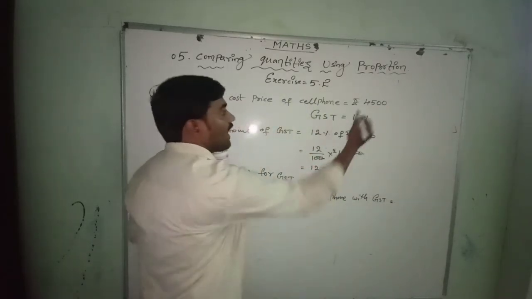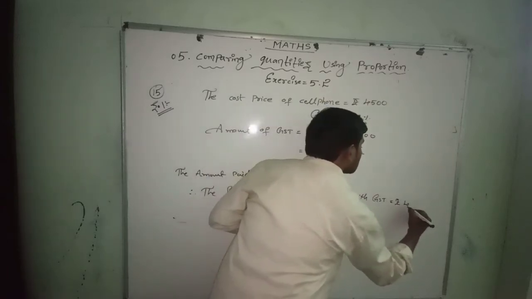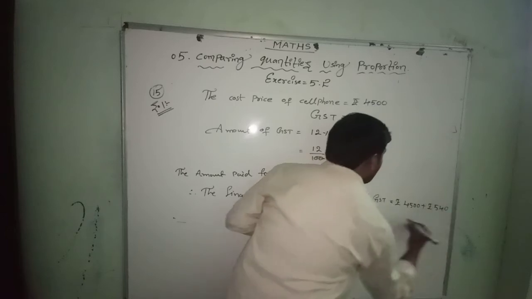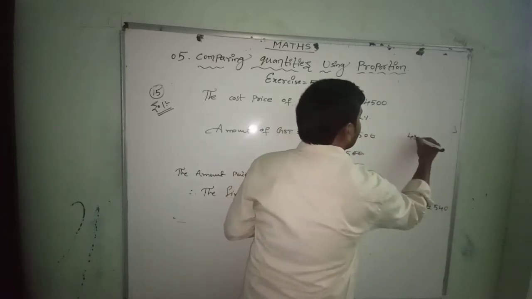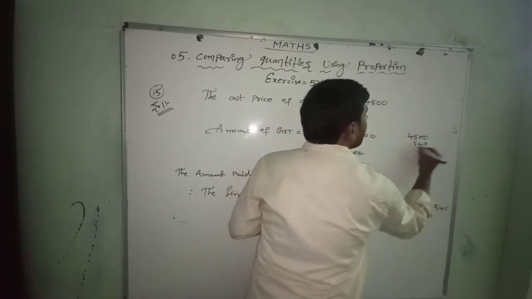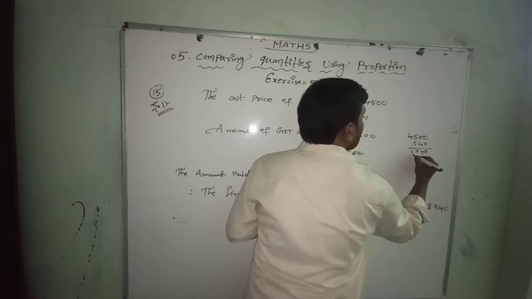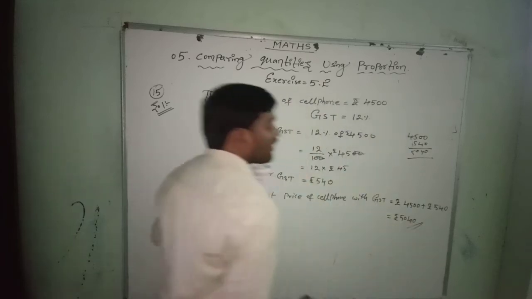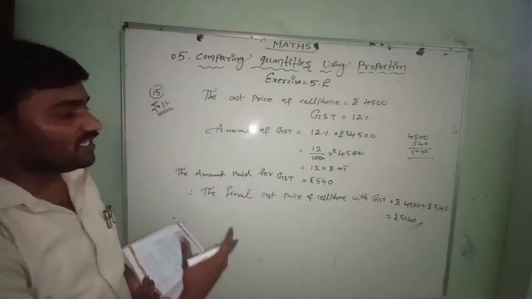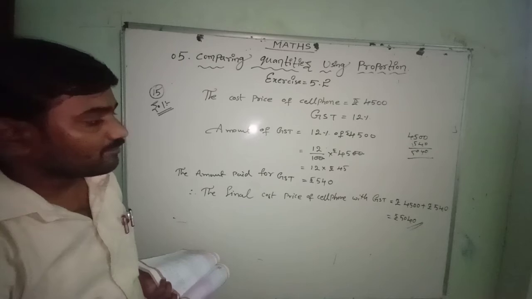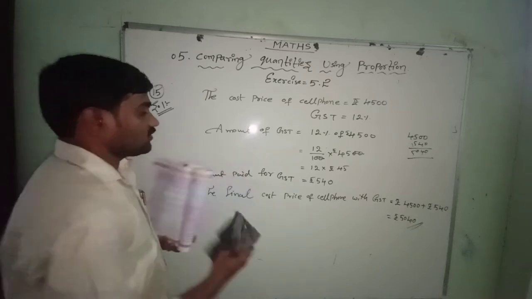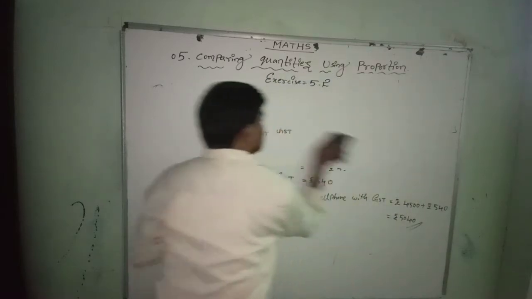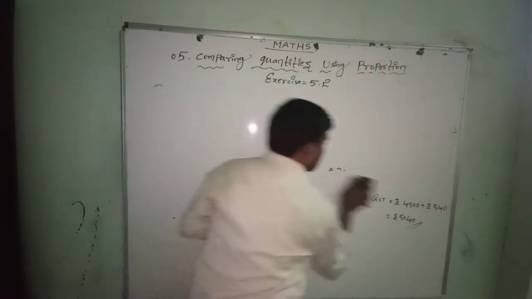is equal to, actually it is only rupees 4,500 plus GST amount rupees 540. So 4,500 plus 540, that is rupees 5,040. Now he has paid 5,040 rupees on the mobile cell phone. And the last one of this exercise, with that we'll complete this now.